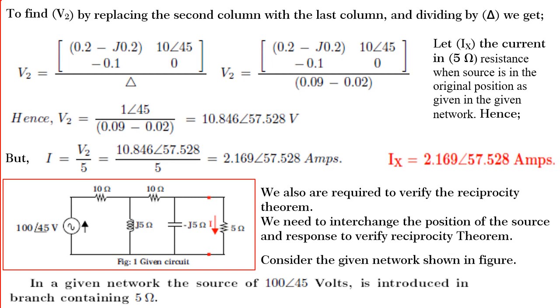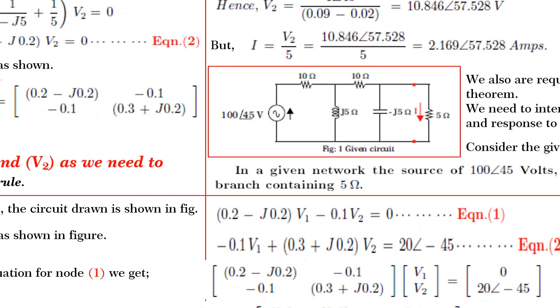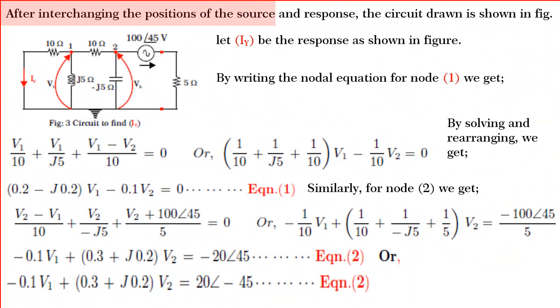For that, we need to interchange the position of source and the response. Consider the given network shown in figure. In the given network, the source of 100 angle 45 volts is to be introduced in the branch containing 5 ohm where the response is I amperes. Friends, after interchanging the positions of source and response, the circuit drawn is shown in figure. Let Iy be the response now as shown in figure.